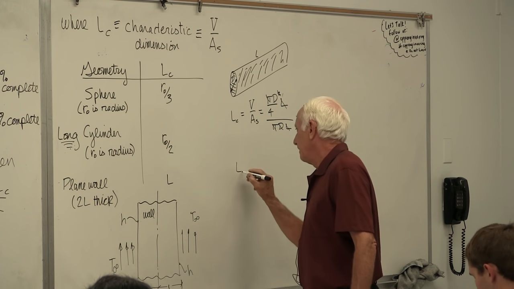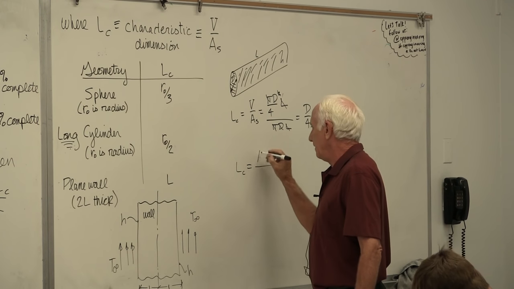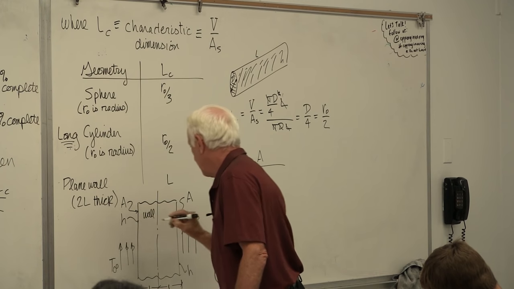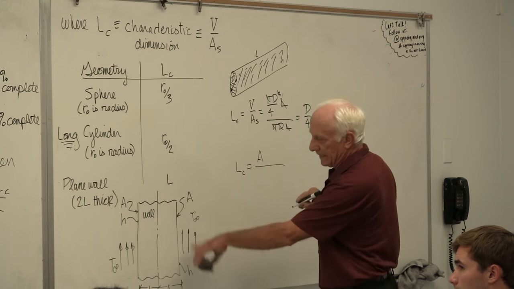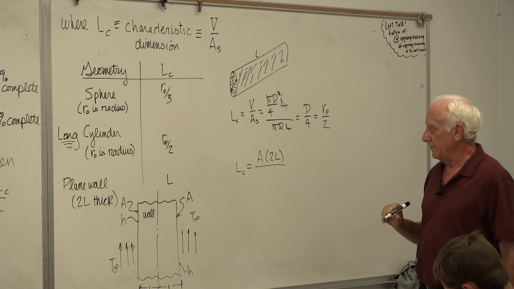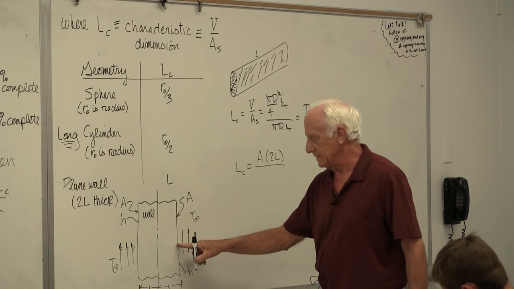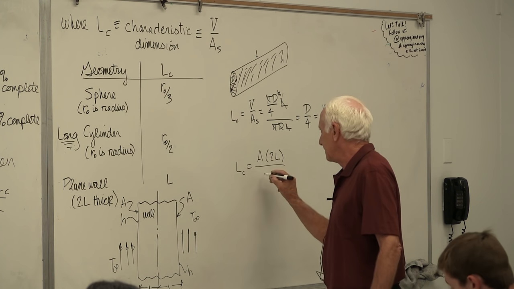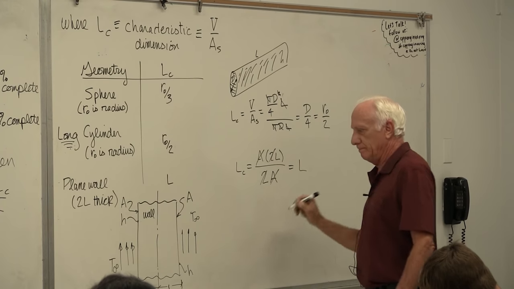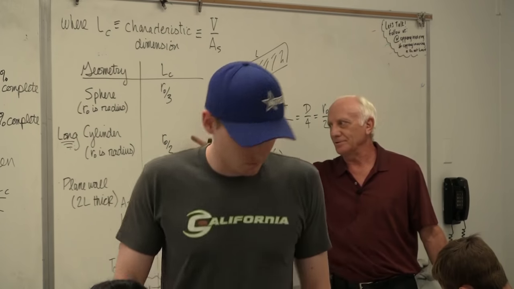Plane wall. Volume: surface area times 2L, the area of the outside. Here's the area A, 2 times A. Okay, so the volume is A times 2L. Surface area: left-hand side, right-hand side, each area is A. Left-hand side, right-hand side, 2A. Cancel, cancel, cancel, cancel. Yep, it's just L. There it is, right there, L. So that's how you get those three things.